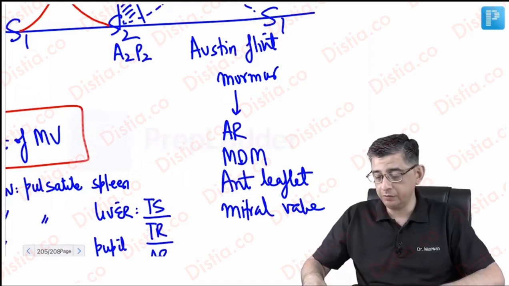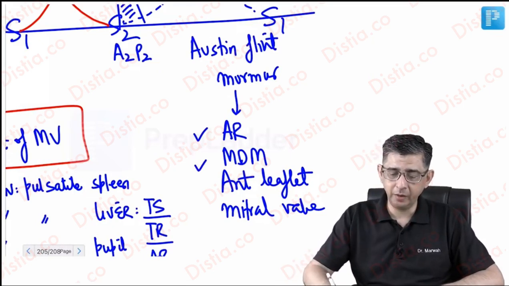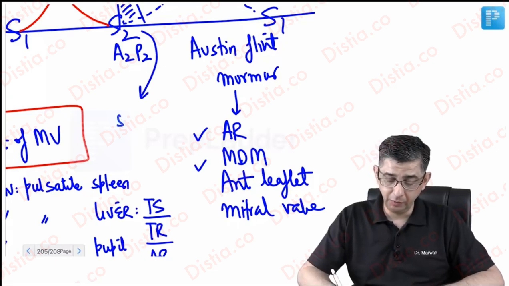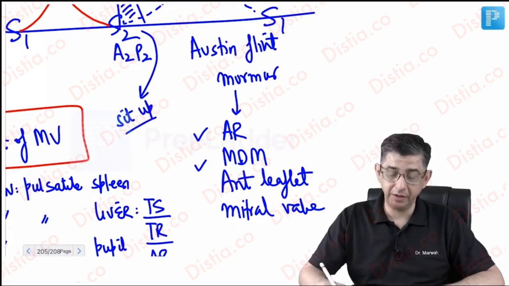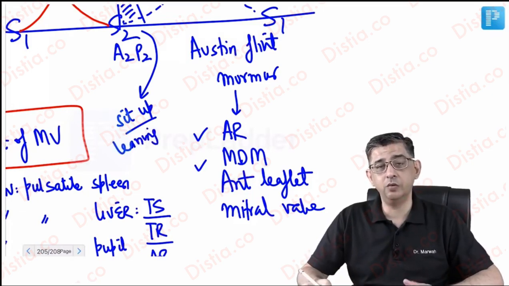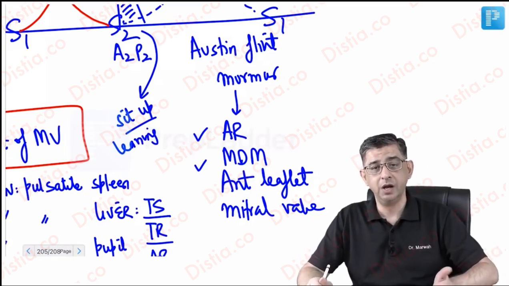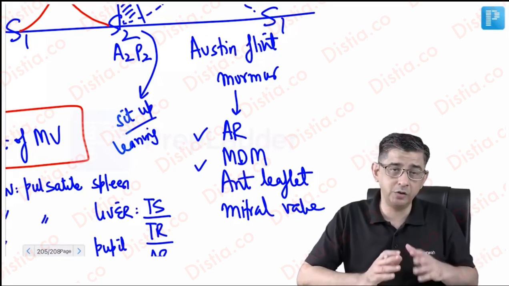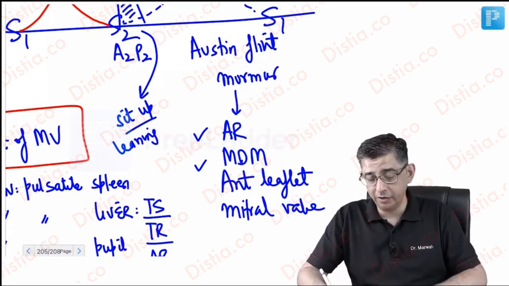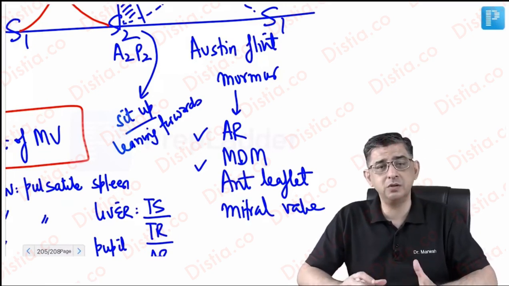As far as the details of Austin Flint murmur are concerned, I've already highlighted them before you. And I want to add an additional point: the early diastolic murmur that you encounter in patients of AR is relatively better appreciated when the patient is sitting up and leaning forward. This is just like in mitral stenosis, where they ask you how you would appreciate the murmur better. Your answer is you turn the patient to his left lateral decubitus position and the heart comes closer to the chest wall. So mitral stenosis murmur is best appreciated in left lateral decubitus. Similarly, in aortic regurgitation, sitting up and leaning forward is the best position for appreciating the murmur, and that's all based on fluid dynamics.